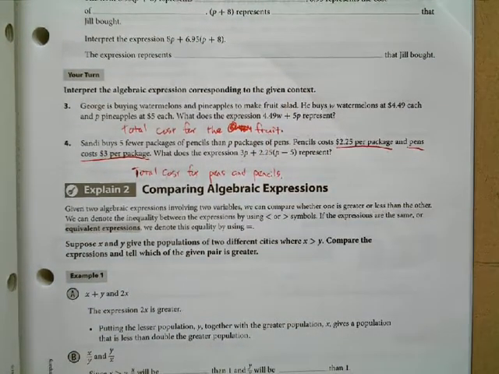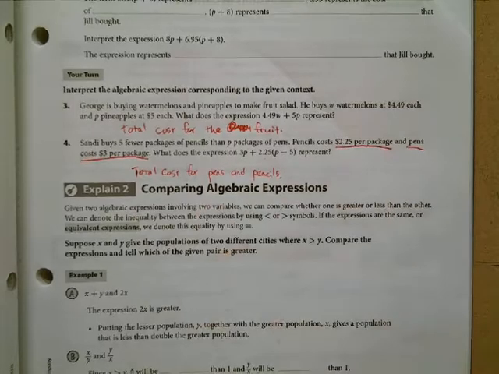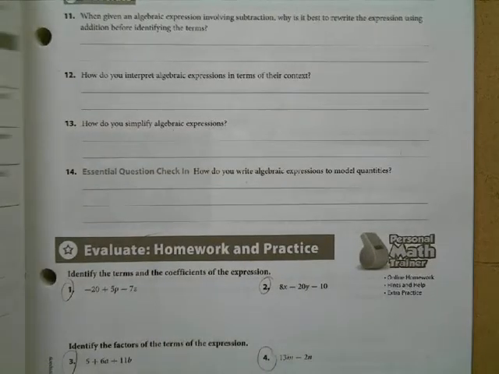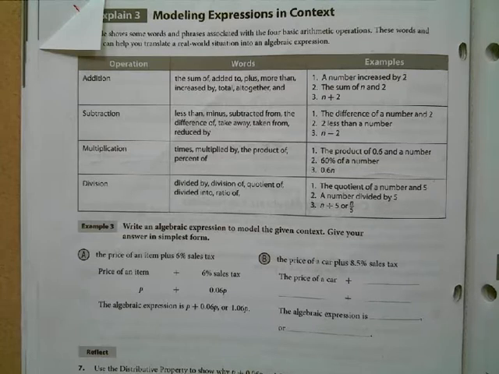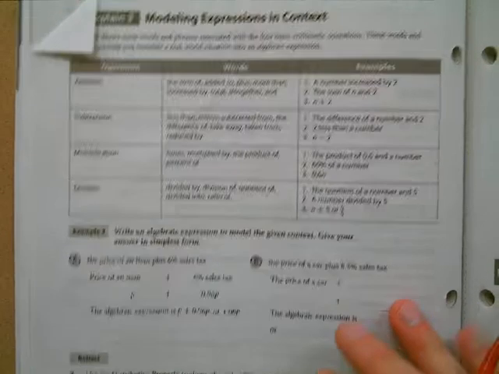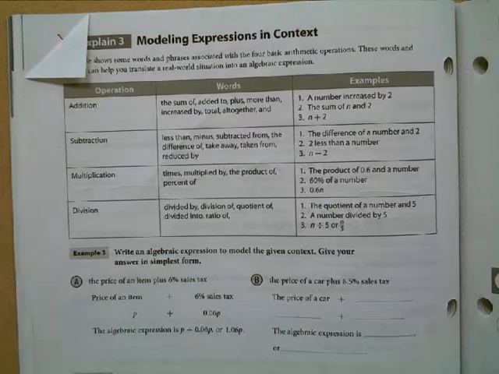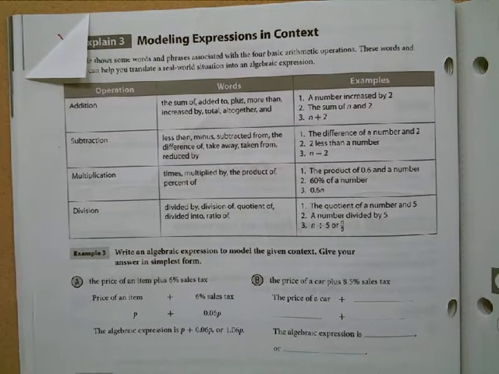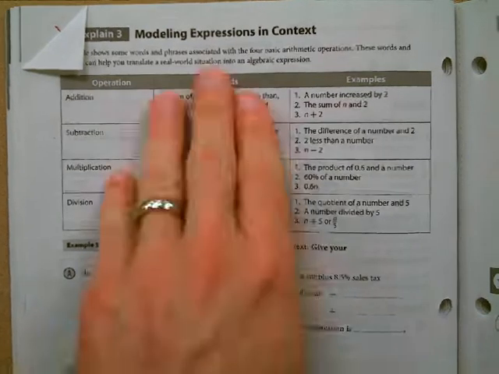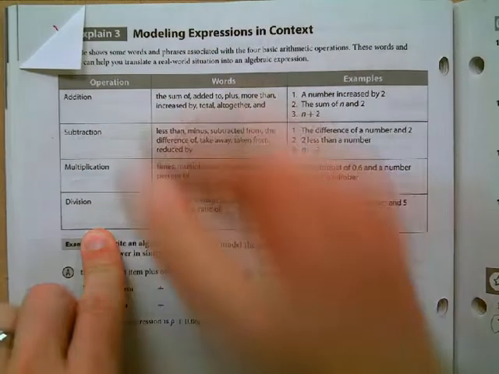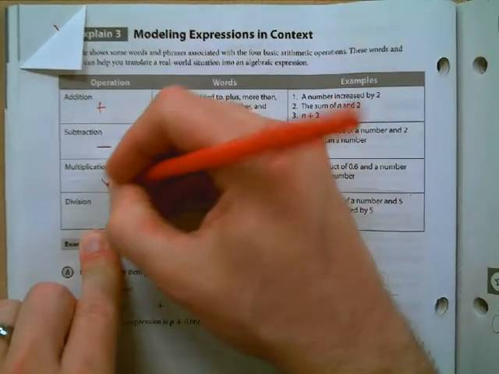Because it gives you our mathematical operations we're familiar with, right? Plus, subtract, times, divide. And it gives you the words that go with it. So if you see the phrase the sum of, added to, plus, more than, be careful with that too. When you see more than, you might think the inequality symbol, right? But that's if you see is more than, that is the inequality symbol. Just more than by itself is addition. Increase by, total, altogether, and.